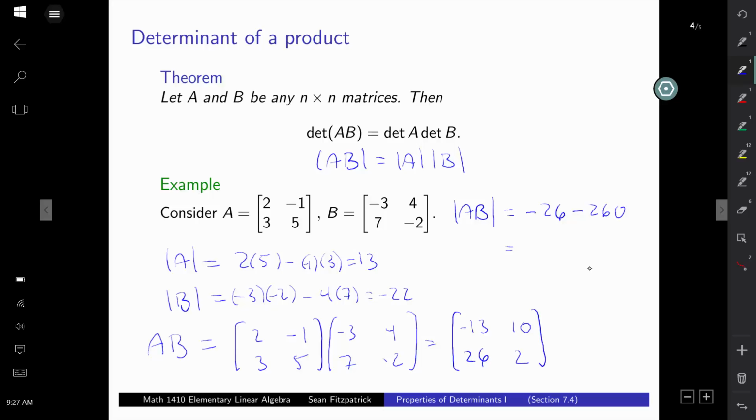Okay, well, let's pull out that minus 26. Minus 26 times 1 plus 10. Minus 26 times 11. And 26 is 2 times 13. So I could do this as 13 times minus 2 times 11. That's 13 times minus 22, which is the determinant of A times the determinant of B. All right, so it works in that example.